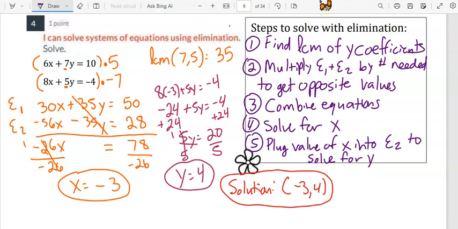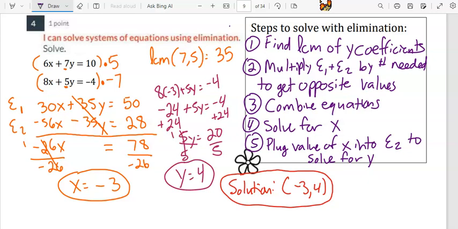Step 1, we want to find the least common multiple of the y coefficients. In this case, it's 35. Step 2, multiply the first and the second equations by the number needed to get opposite values. So in this case, to get 35 and to get -35. Step 3, combine the equations. One of the values should get eliminated. In this case is y.